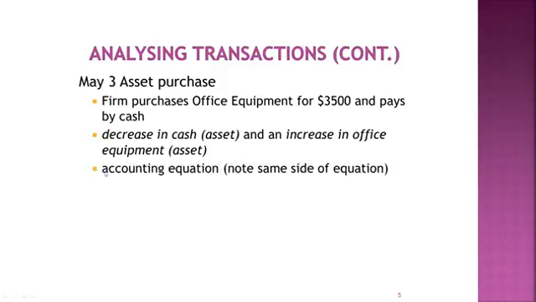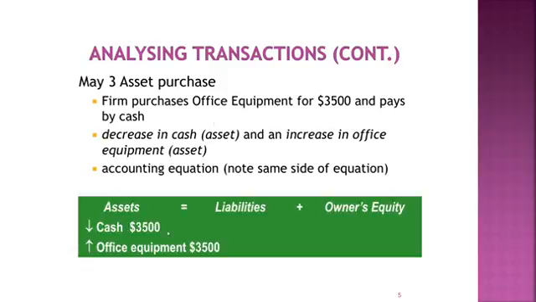For the effect on the accounting equation, it is on the same side of the accounting equation. So we're increasing one asset and decreasing the other. If we put this into our accounting equation, it looks like this. It happens all on the asset side. We're decreasing our asset cash by $3,500 and increasing our office furniture by $3,500. So in effect, we're swapping one asset for the other.